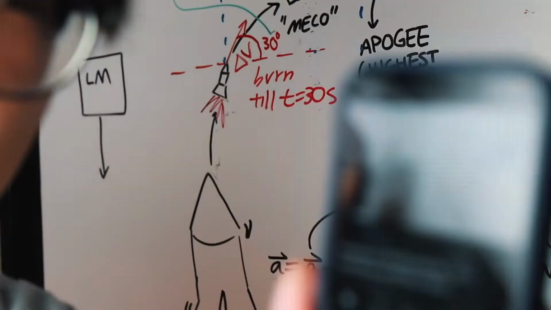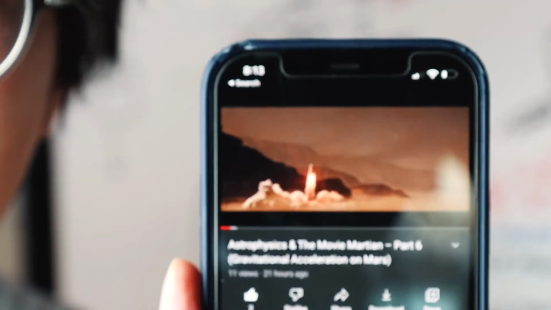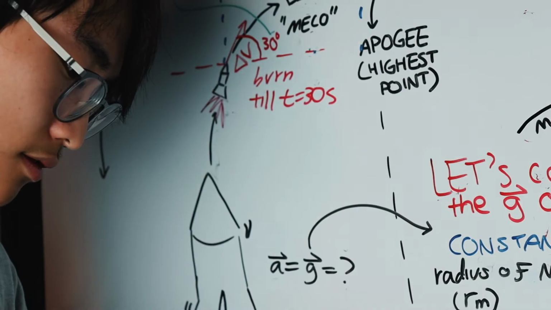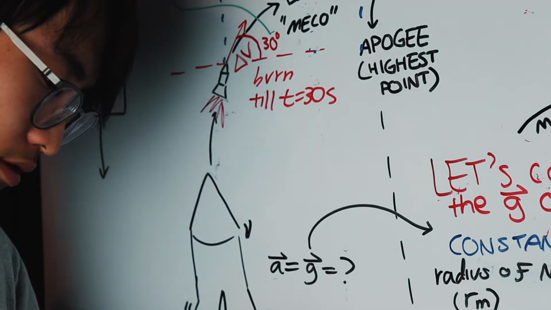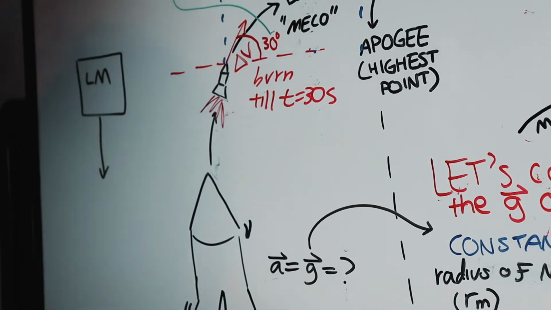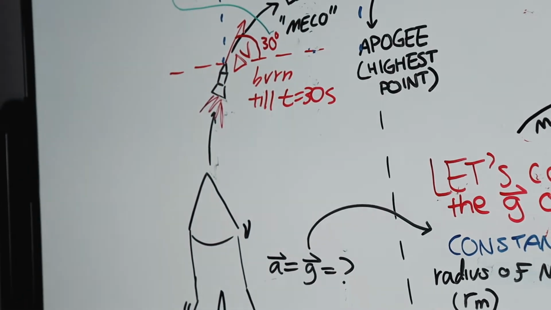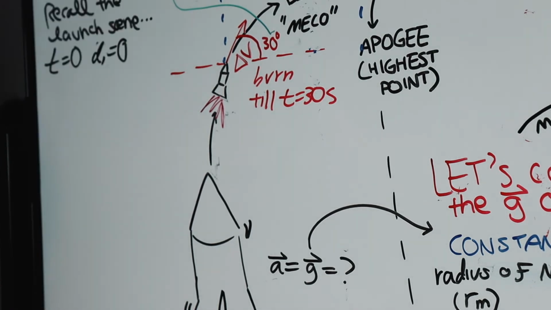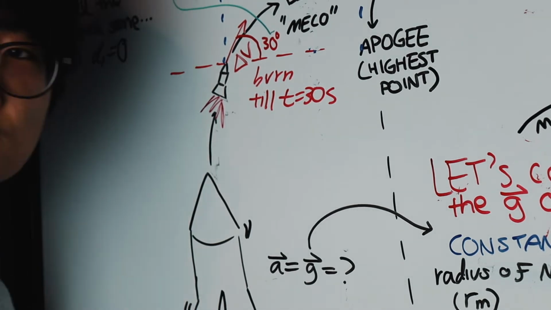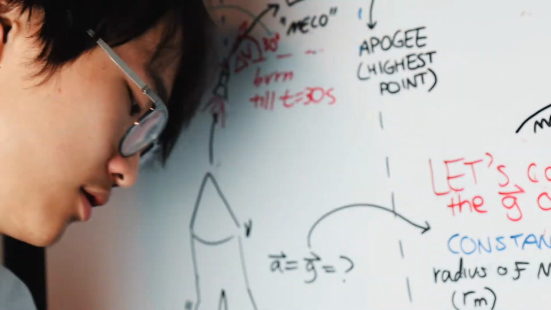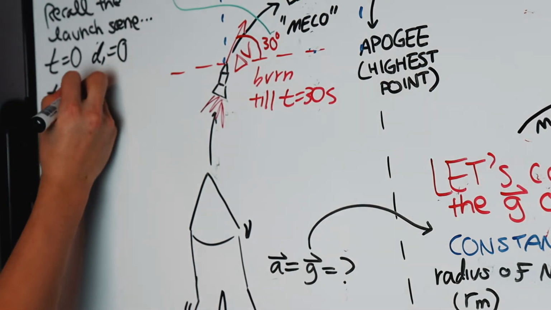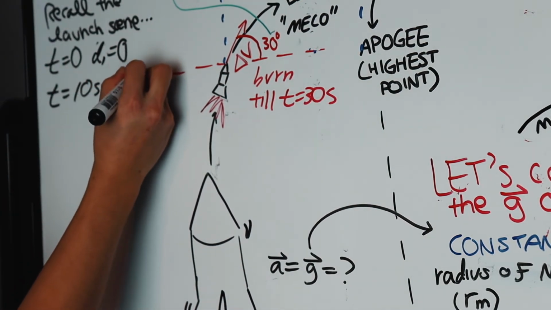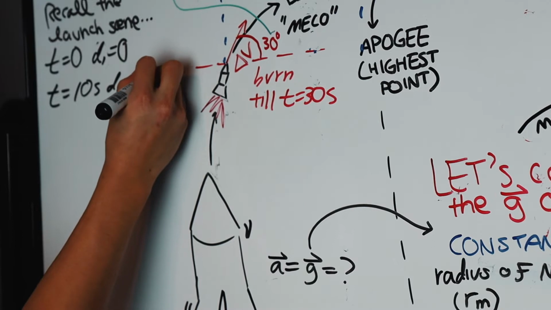Let's actually calculate the speed. Let's just do this by hand. About 10 seconds, I feel like it does reach approximately 1 kilo above the surface. So we're just going to say t equals 10 seconds and d2 equals 1 kilo, which is 1,000 meters.